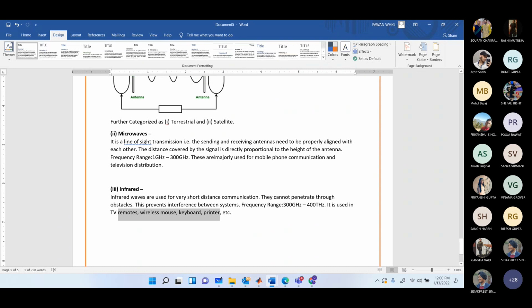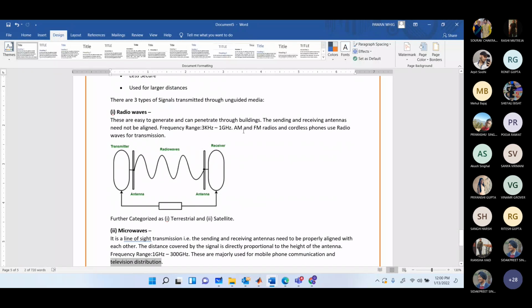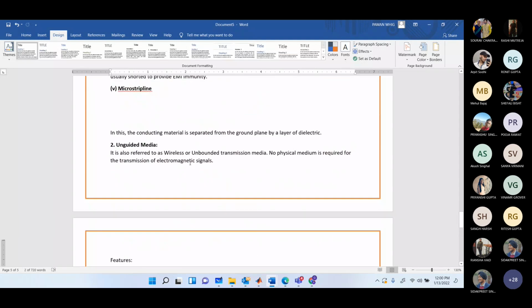And microwaves are used in mobile phone communication and television distribution, means your cable TV distribution. Microwave communication is used, and radio waves are used for cordless phones, radio cordless phones, or FM radios. Here the radio waves are used. So this is all about guided and unguided media.